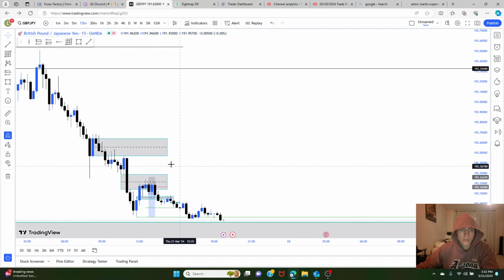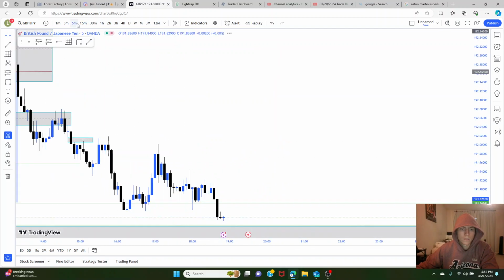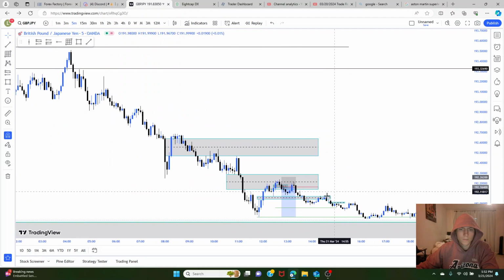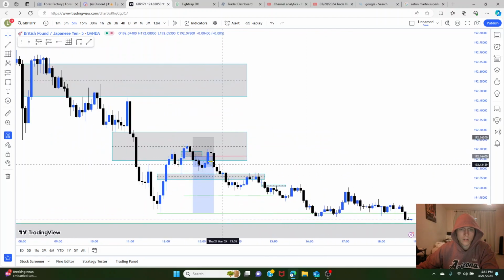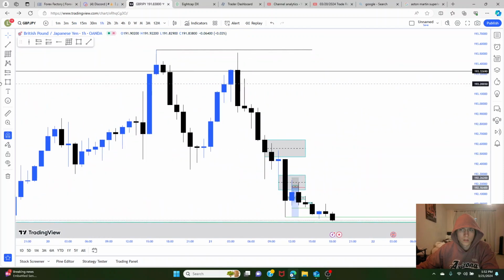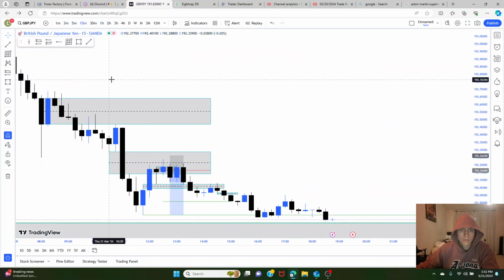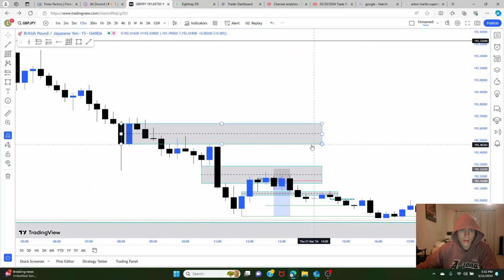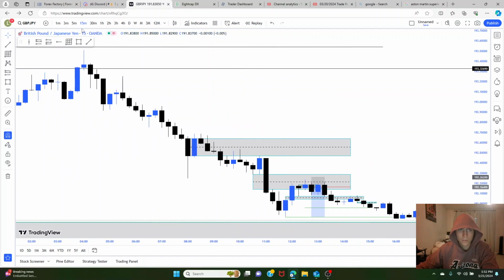So we ended up retracing into this 15-minute imbalance right here. And you could go down to the 5-minute, and you can see that we kind of bounced around in there. I entered off of this 5-minute inverse fair value gap. So yeah, after market open, coming into here, continued on down, came into the 15-minute fair value gap. That was really the only retracement that we got throughout the day, besides this retracement right here.